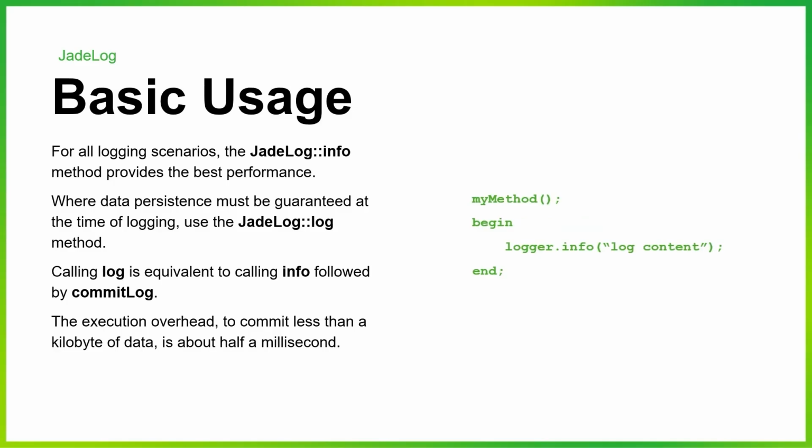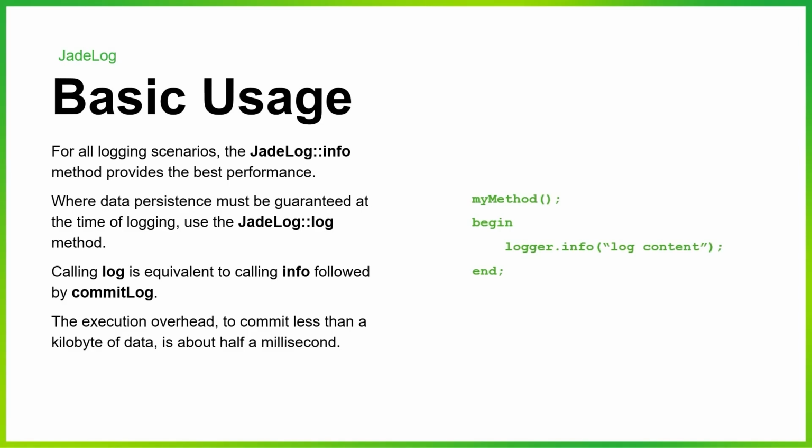How do we log information? Very simple. Call the info method on your logger class and stick some content in it. It doesn't need to be a string literal like in the example here. It can be any string variable. You can concatenate together bits of data in the way that you would build any string.